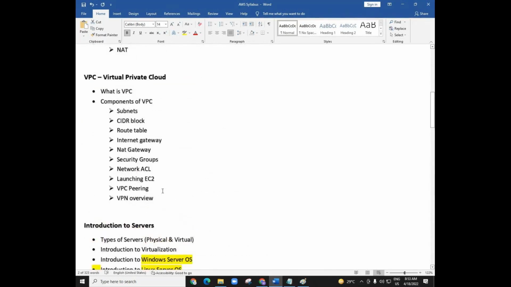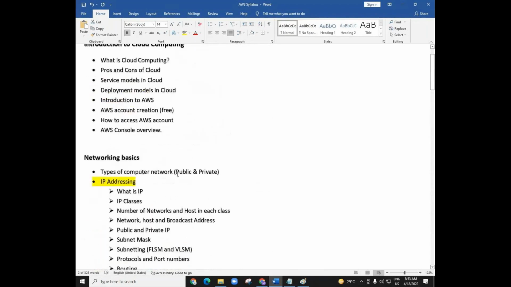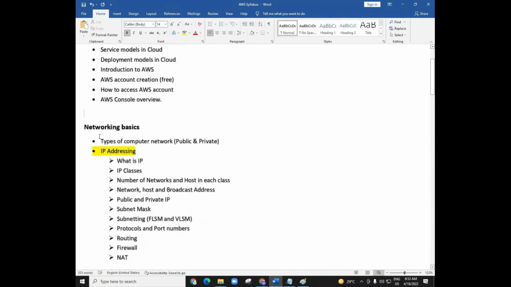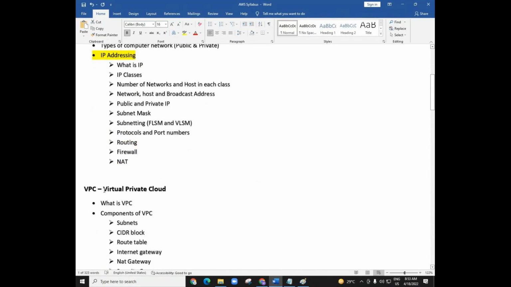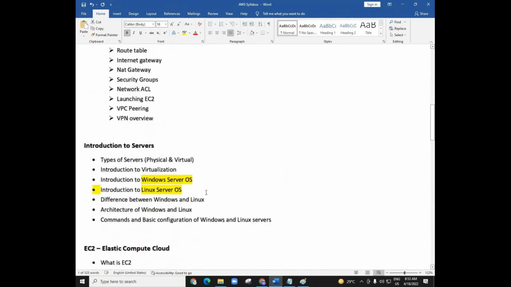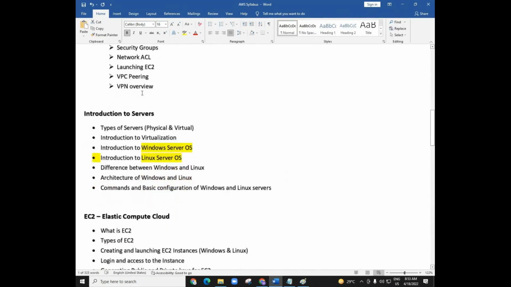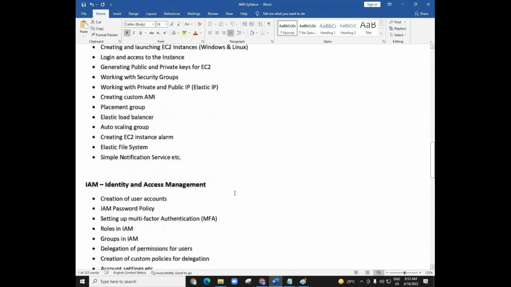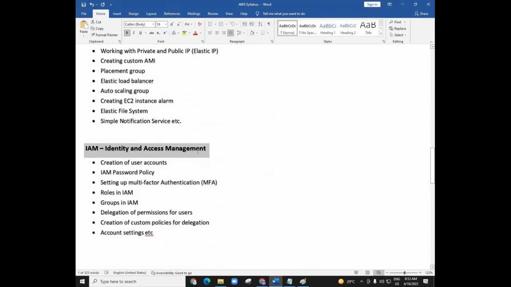I'll just try to highlight major things here. One is we need to know what is cloud computing and all those things. Then we should know what is networking. Okay. Then we should know how to make our virtual network. Then we should know in that virtual network how to add a server or many servers. Then once you add a server, you should know how to connect to it and modify it. Then once a server is added, who can connect to that server? What permissions do they have to connect to the server? Okay, those things we need to add here.